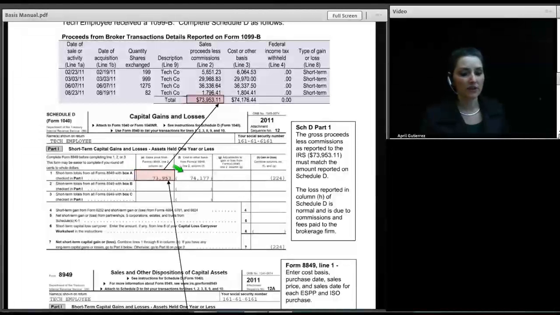Now, this number in column F, which is the cost basis, can certainly differ.